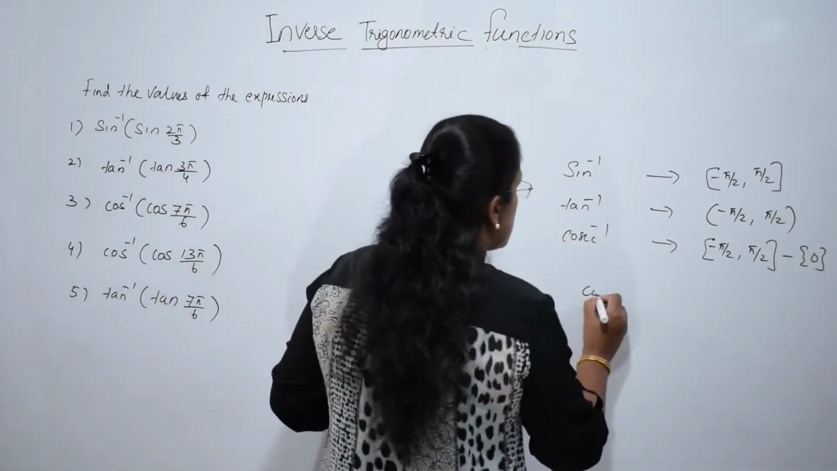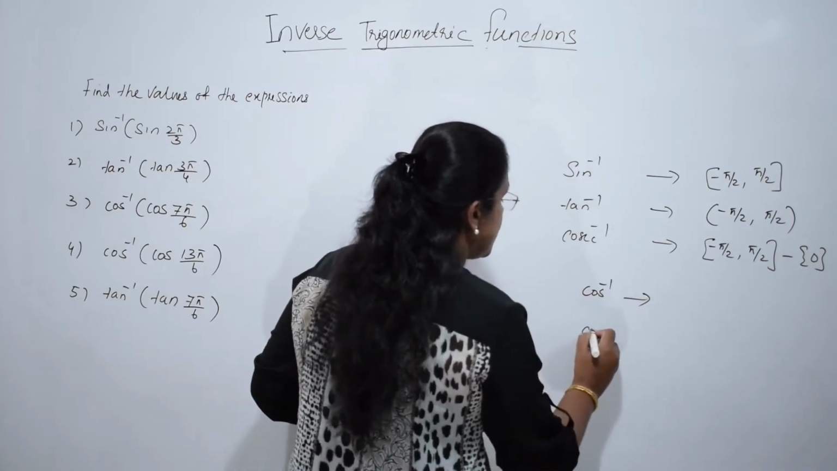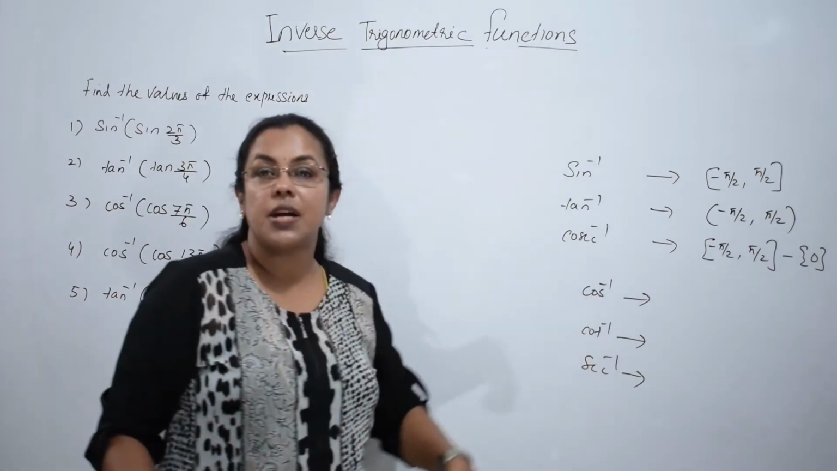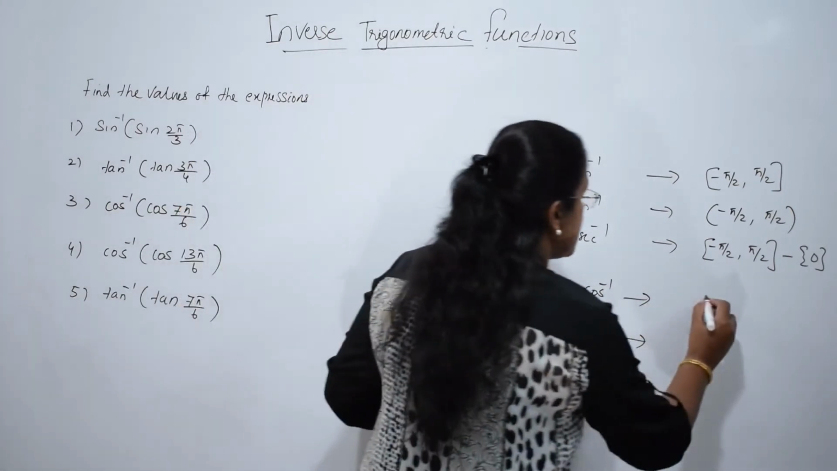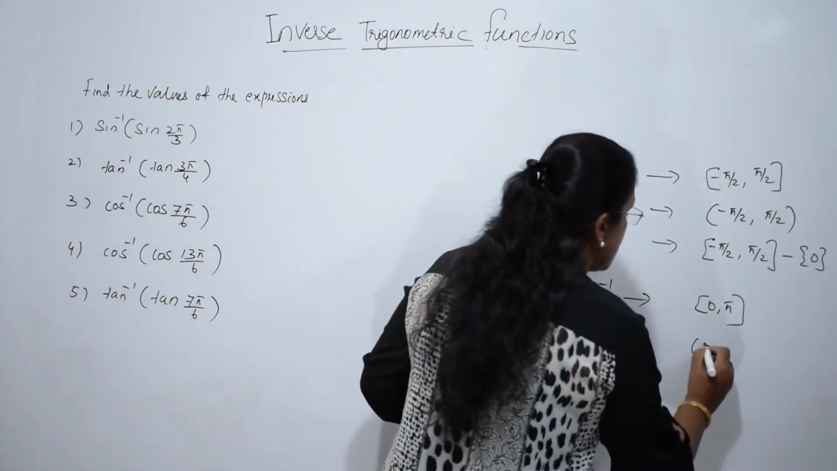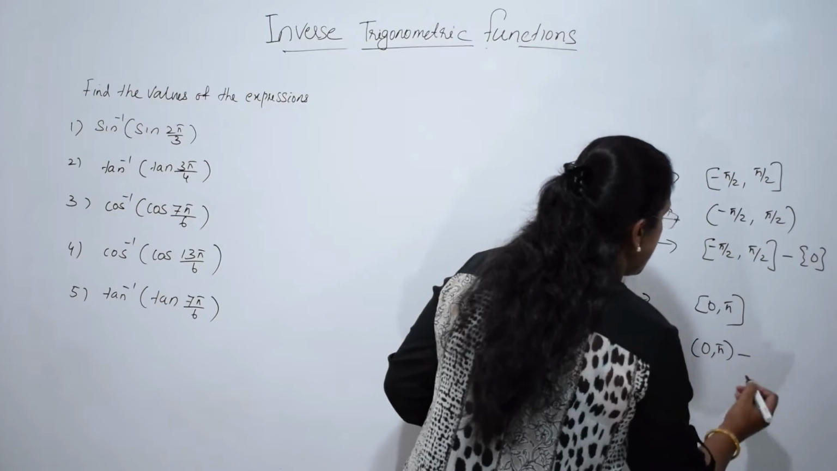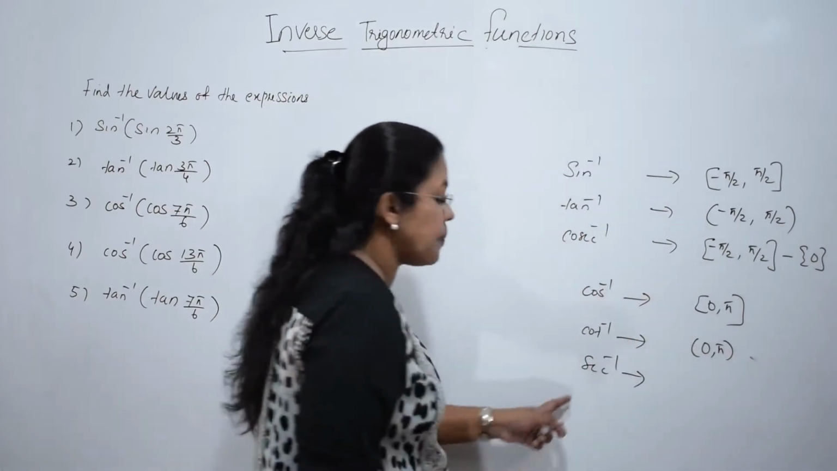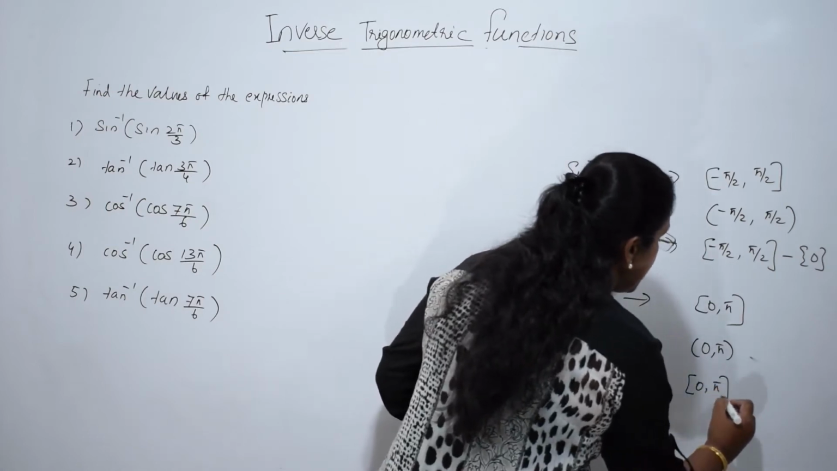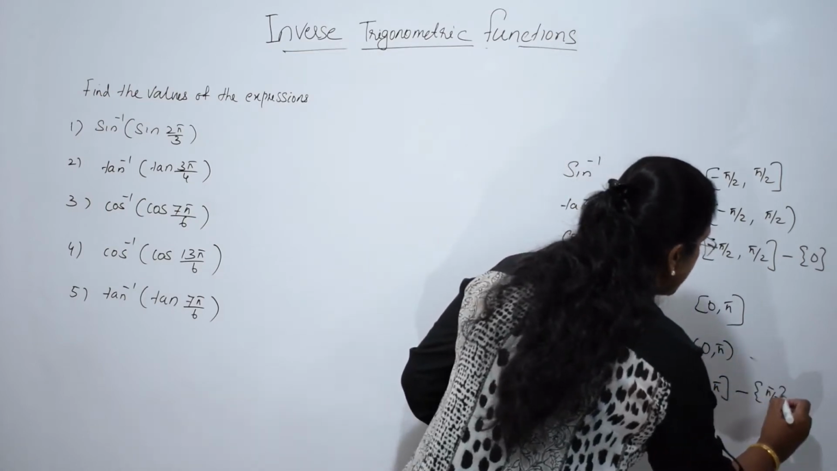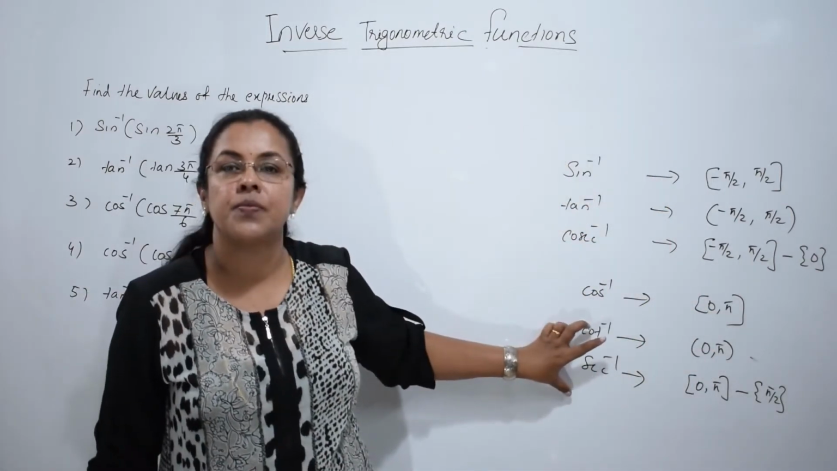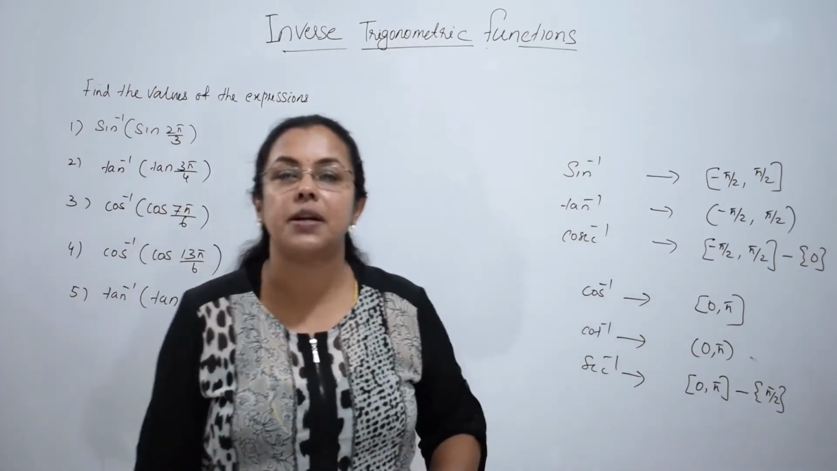Next, cos inverse, cot inverse and sec inverse. What is the range of cos inverse? 0 to pi, closed interval. Cot inverse, open interval 0 to pi. And sec inverse, closed interval 0 to pi minus pi by 2. Easy to remember it like this. Group this 3 and this 3. Okay? Hope all of you remember this.